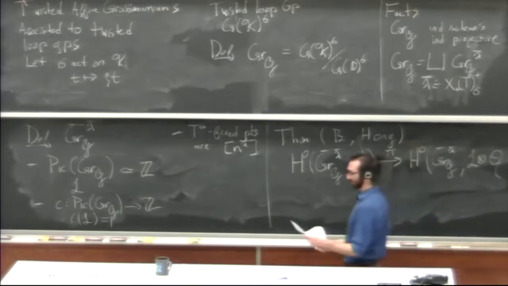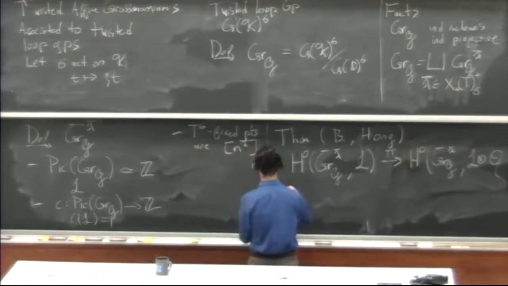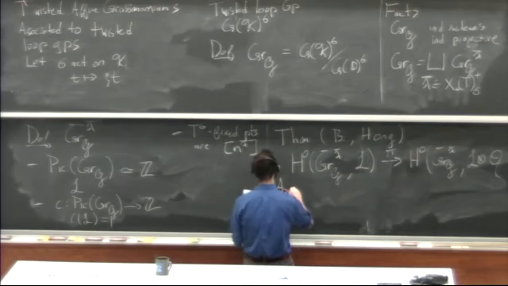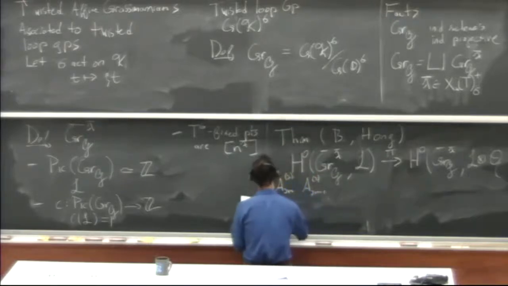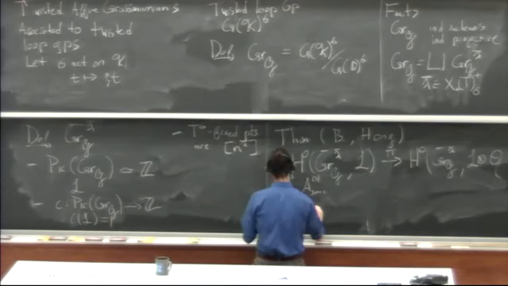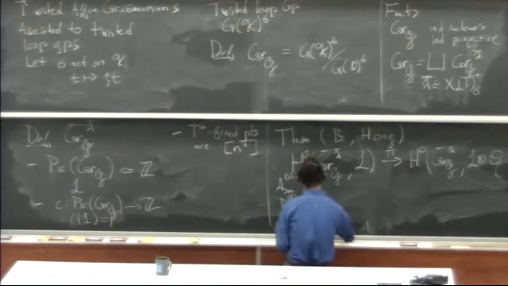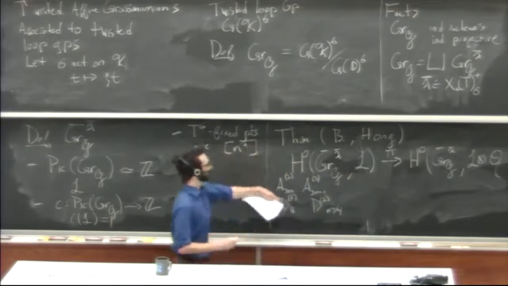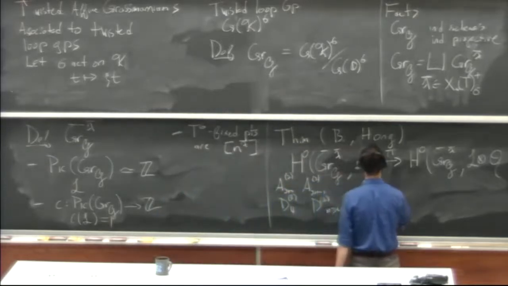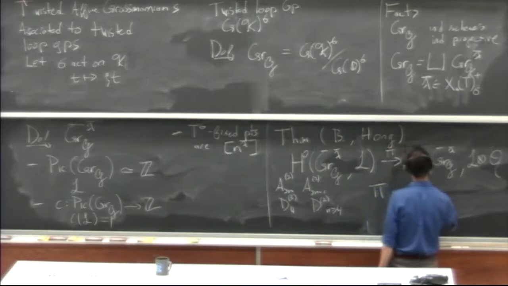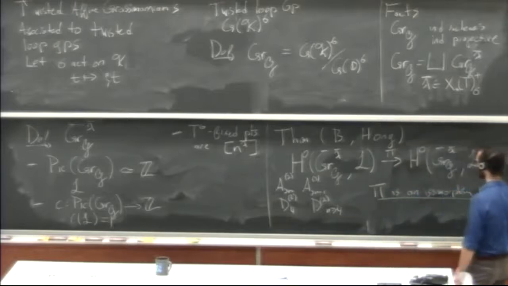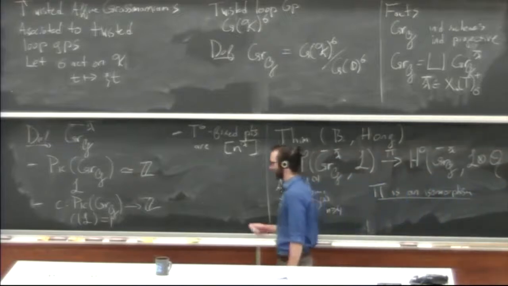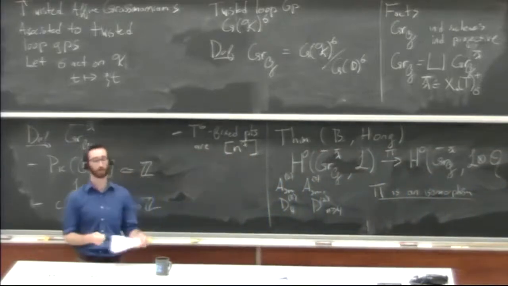And the result is as follows, that for types A_2n twisted, A_2n-1 twisted, D_4 twisted, and D_n with n greater than or equal to 4 twisted, in these cases, pi is an isomorphism. Okay, so in this sense, this is a generalization of the result of Zhu to the twisted case.